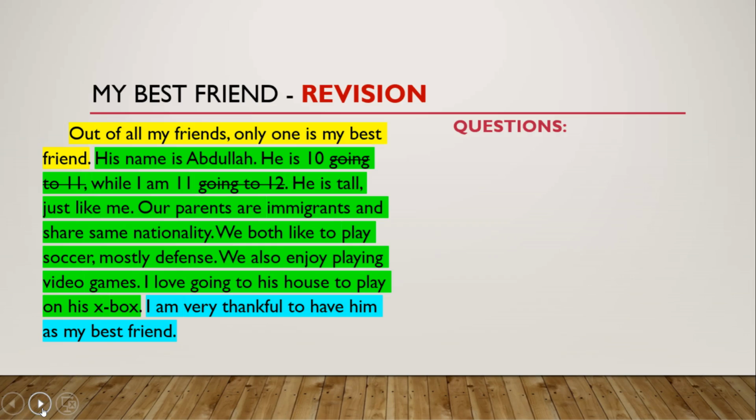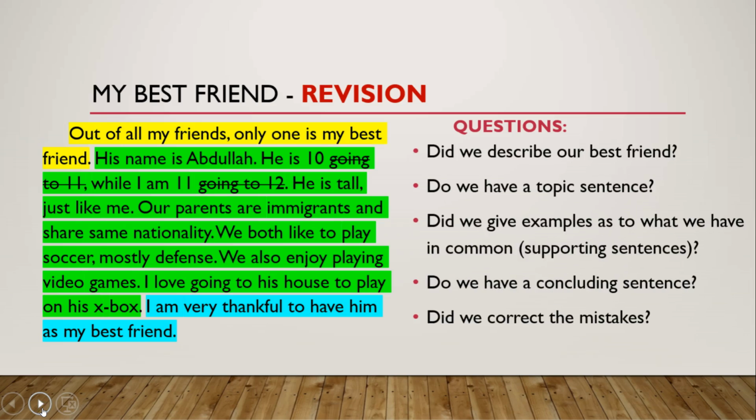Now, to make sure that you used all the three key parts of the paragraph, you can ask yourself some follow-up questions, okay? Did we describe our best friend? I think he did. He talked about his name, age, how tall he is, what he likes to do. Do we have a topic sentence? Yes, we do. It's right here, the first one.